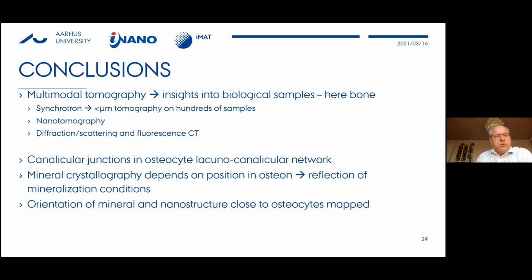And we can use other contrast modalities. With this, I showed that there were canalicular junctions in the osteocyte lacuna canalicular network, how mineral crystallography depends on positions within the osteon in human bone, reflecting the mineralization conditions, and finally, how we can extract orientation information in 3D.